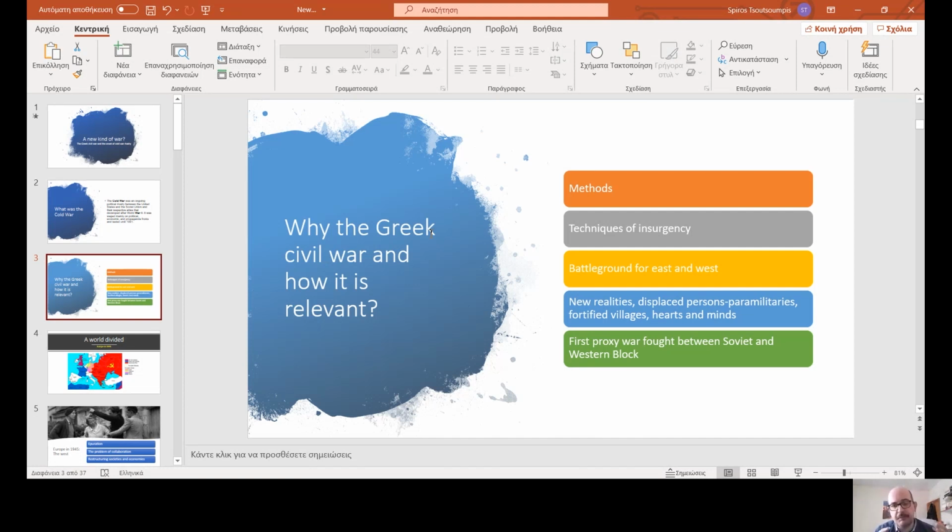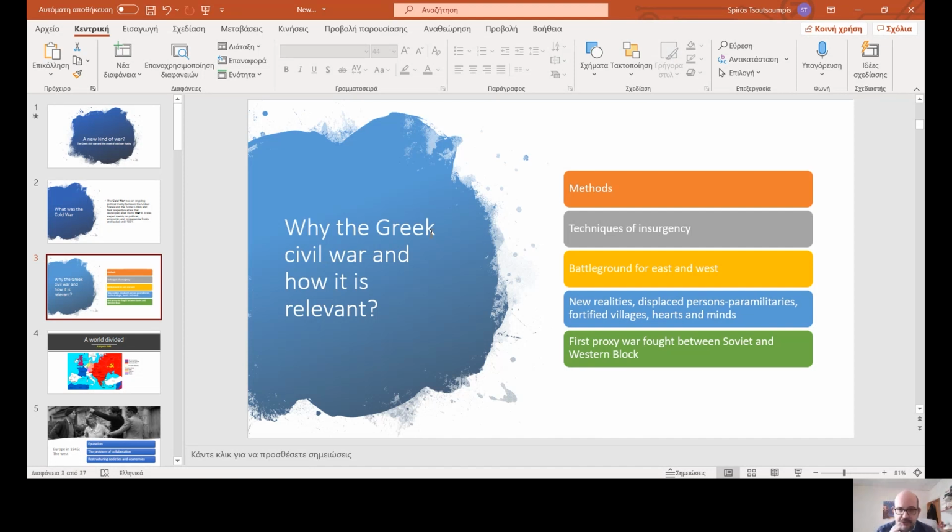Also, the Greek Civil War was a battleground between East and West. Nowadays, there is a very extensive discussion about wars like the war in Syria being proxy wars between NATO and Russia, for instance. The Greek Civil War also bore this characteristic. It was a battleground for the Eastern camp, the socialist camp, and for the Western camp, the capitalist camp. It also brought new realities: displaced persons, fortified villages, the use of hearts and minds, which I've already discussed.